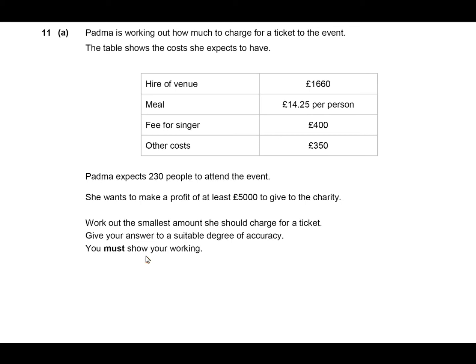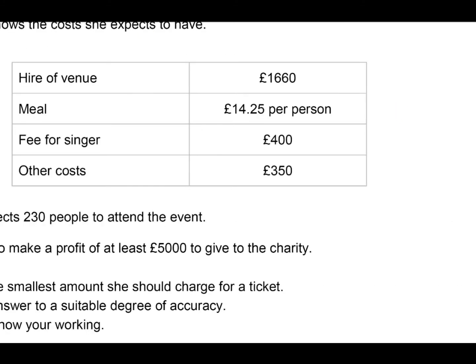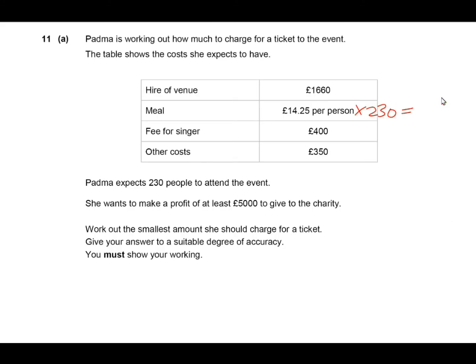So let's work out the various costs. So if we have 230 people and the meal is £14.25, then we need to multiply the £14.25 by the 230 people to work out the food costs. Do this on your calculator, don't take any chances. That's £3,277.50.